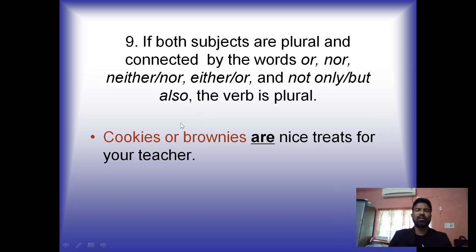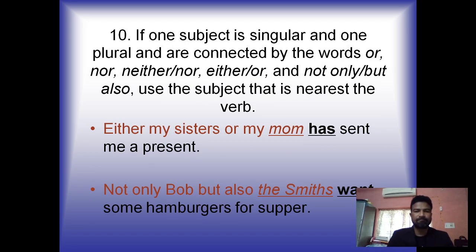So anyway you can use it. Remember, the rule is only one thing. When two plural subjects are connected with or, nor, neither nor, either or, not only but also, we always use a plural verb. Moving on to the next slide.